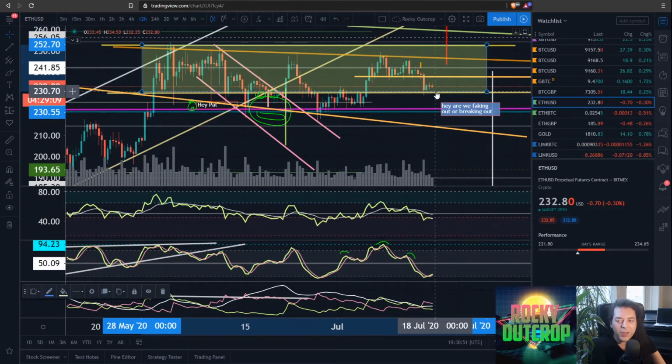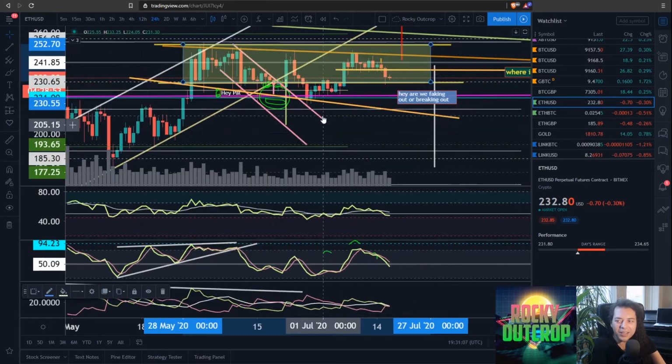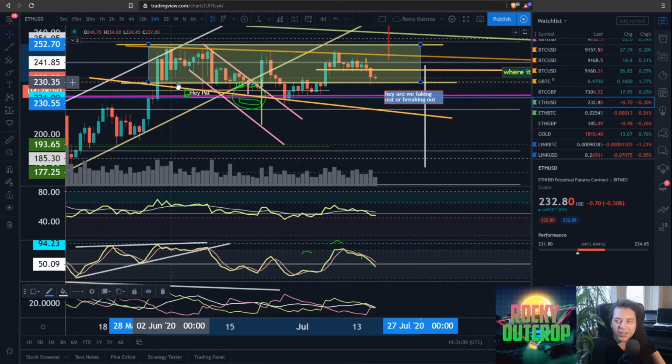Here at this point, if we break down below the 230 area, I would expect a move down to this "are we faking out or breaking out" zone, where we have a couple of lines coming in at the 220, 222 area. Thereafter, I would look towards the lower part of this descending broadening wedge, which you can see on the bigger time frames a bit easier. The two orange lines, this one at the top and this one at the bottom, form the descending broadening wedge, down here at that 215 area. If we then break down below there, I'm looking at 195, 185, 175, 165 as my targets.